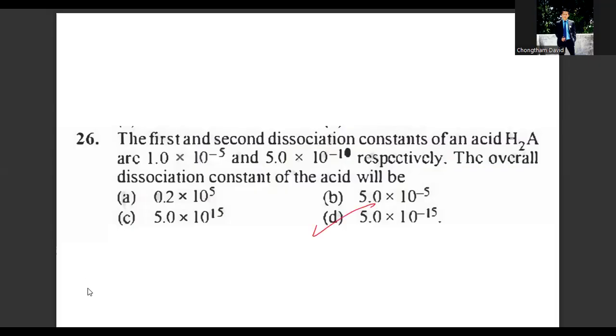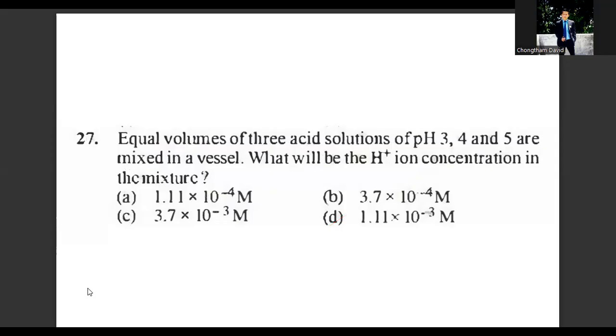When a reaction has two dissociation constants but the overall reaction is the same, you can simply multiply the equilibrium or dissociation constants of the successive steps. Question 27 says equal volumes of three acid solutions of pH 3, 4 and 5, the acidity keeps on decreasing, are mixed in a vessel. What will be the hydrogen ion concentration in the mixture?